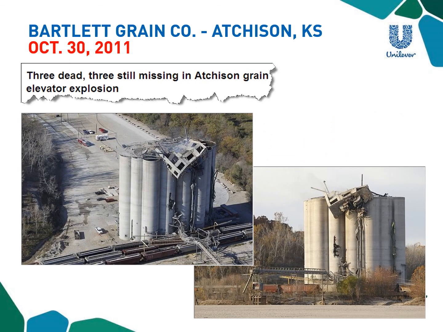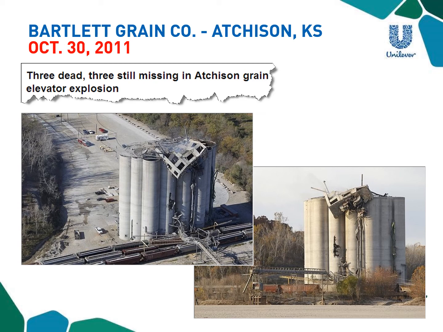The images below show just how powerful a combustible dust explosion can be in real life. At the Bartlett Grain Company in Atchison, Kansas back in 2011, 6 workers were killed in a combustible dust explosion that involved grain. The explosion was so powerful, it was actually felt by individuals up to 3 miles away from the grain elevator.